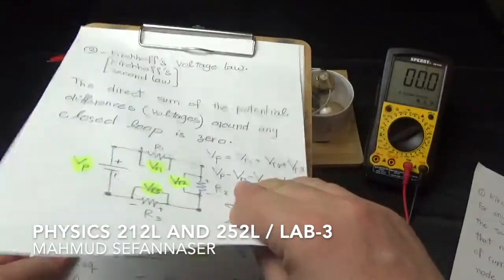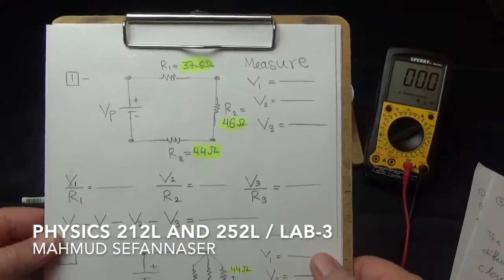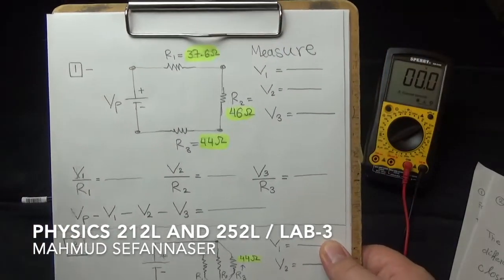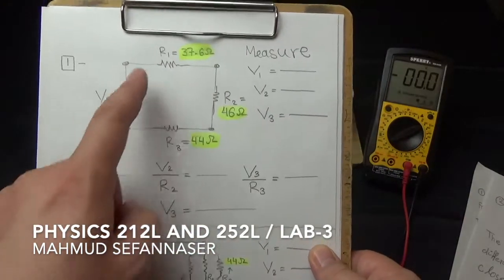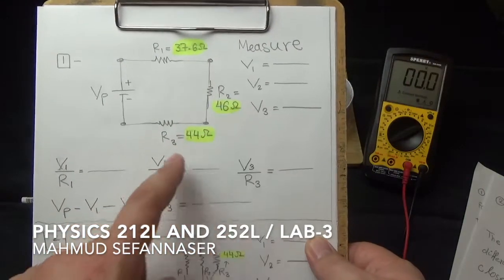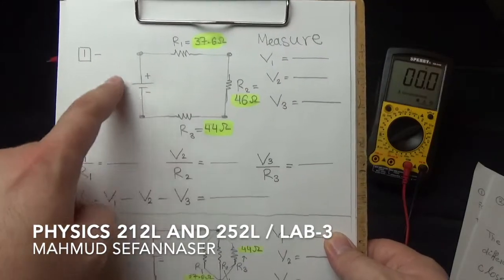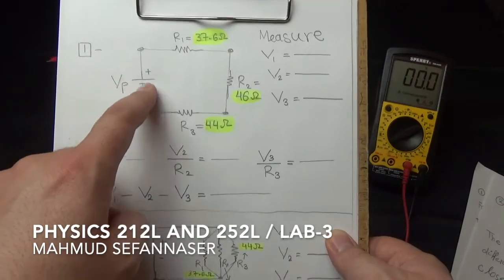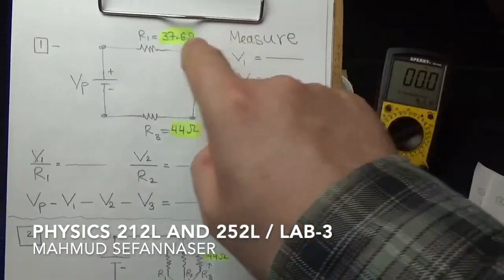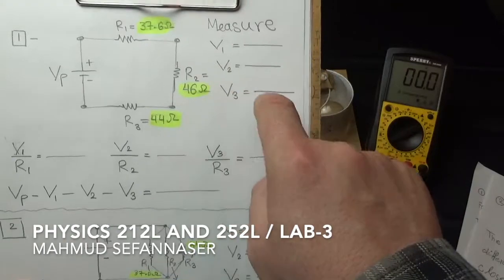And these are the quantities that we are working with. So actually what we will do, we will start with connecting this circuit. It has R1 37.6 ohms, R2 46 ohms, R3 44 ohms. And then here we have the power supply, and this power supply is 24 volt DC. What we are going to do, guys, is measure the voltage across R1, R2, R3, so that will give us V1, V2, V3.